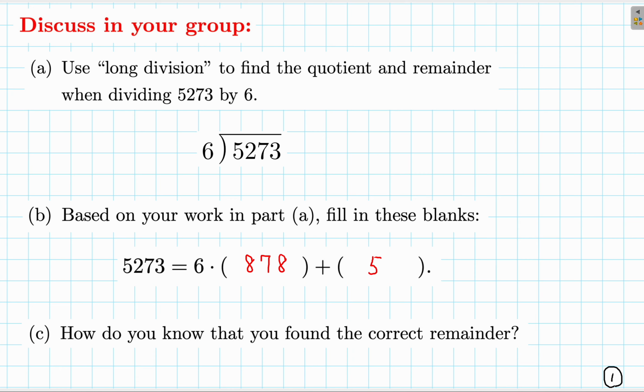And how do we know that our remainder of 5 is correct? Well, because it's strictly less than 6, that's the number that we're trying to divide by, and also our remainder of 5 is non-negative. So it satisfies the requirements of the remainder. Once again, our remainder must be strictly less than 6, the number that we're trying to divide by, and also our remainder must be non-negative.